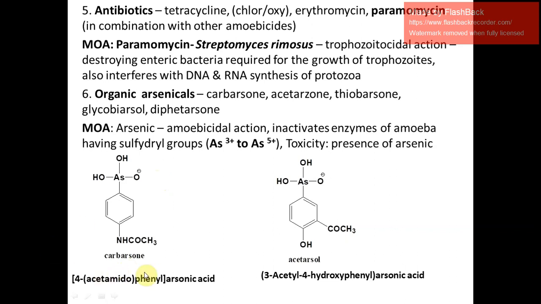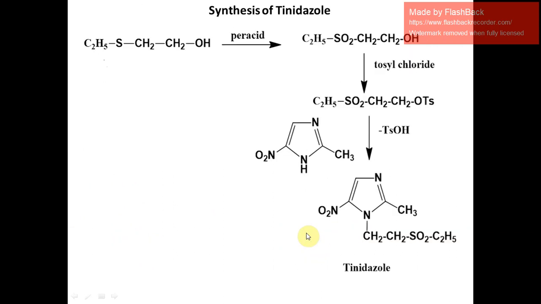These are the two examples, carbarsone and acetarsol. This is 4-acetamido phenyl, and this portion is arsonic acid. This is 3-acetamido, then 4-hydroxy phenyl arsonic acid.